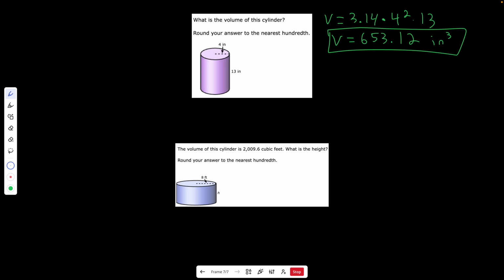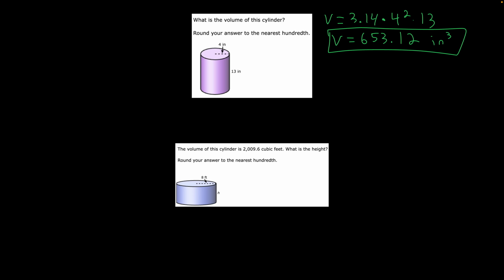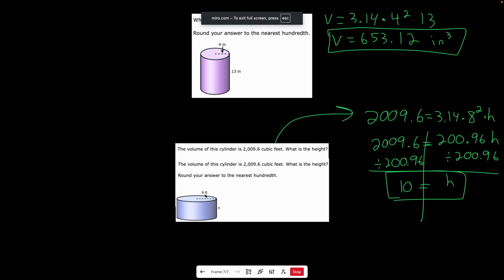Okay, now that you've had time to work these problems, let's check your solutions. Okay, for the first problem, here's the work, you should have gotten 653.12 cubic inches. And for the second problem, a little bit different. They're asking you for the height, but here is the work. Should have gotten that h is equal to 10 feet.